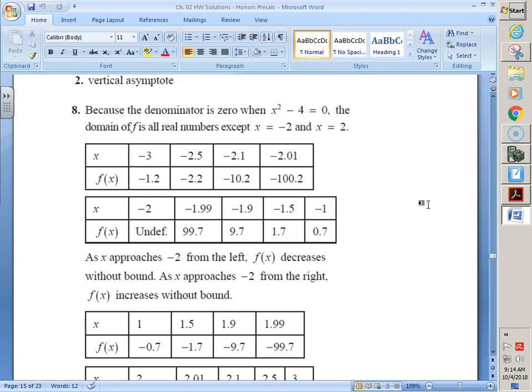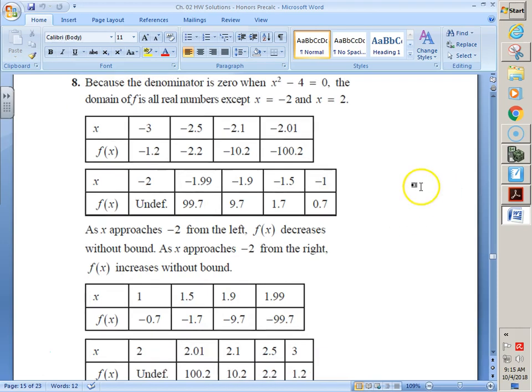What I care about in number 8 is if you got the answer, because I showed you a way that you did not have to use a table. You did not have to use your graphing calculator or a graph. So long story short, discontinuities, -2 and 2.